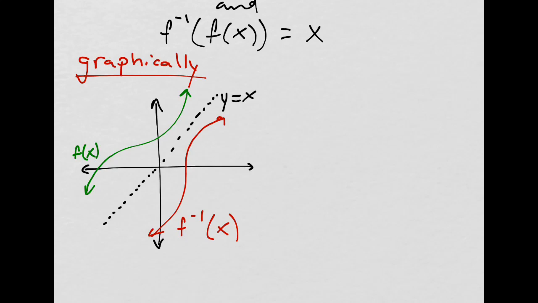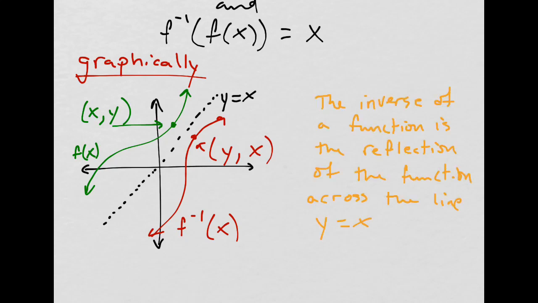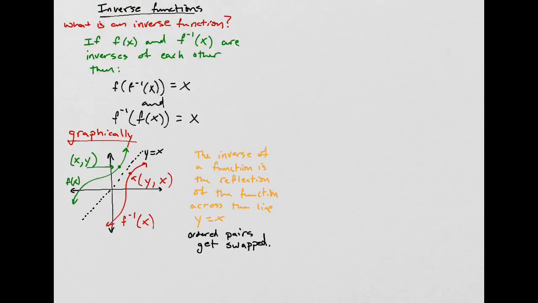And that means a point on the regular function gets translated to a point on the inverse function. It's just swapping them around. So that's important, and I'll write down words for that. The inverse of a function is the reflection of that function across the line y equals x, and the ordered pairs get swapped. So if you know x comma y is on your regular function, then y comma x is on the inverse function. That's important to write down as well. So that's just a review of Algebra 2 and I guess trig.